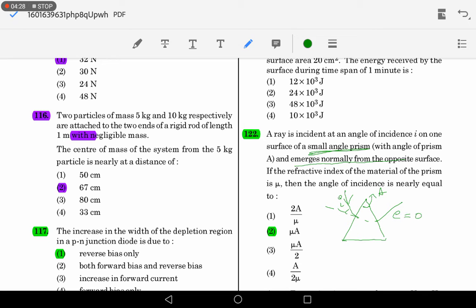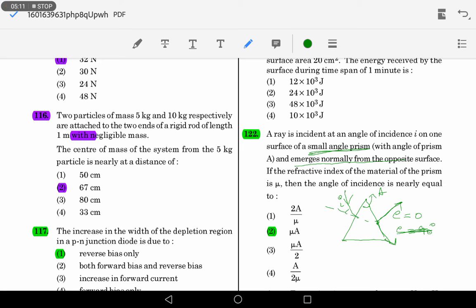So if it emerges normally from the opposite surface, angle of emergence is going to be 0. This is because the angle of emergence is the angle made between the normal and the emerged ray. So when the emergent ray and the normal both coincide, the angle between them is going to be 0. So for normal emergence, E is equal to 0. For E equal to 90, the kind of emergence is called grazing emergence. So it will go in this way. This is normal emergence and this is grazing emergence, and for grazing emergence E equal to 90 degree.